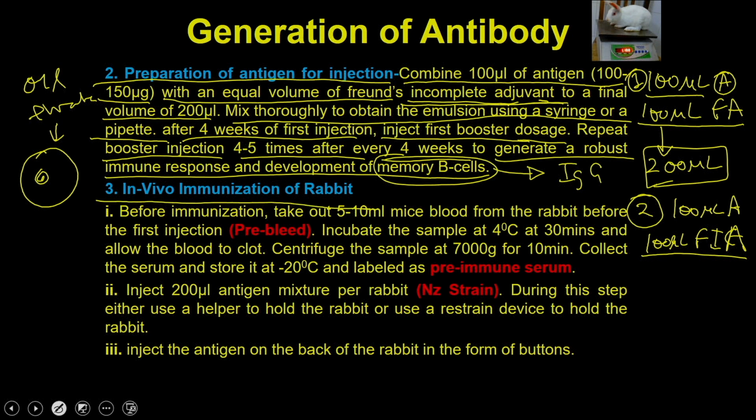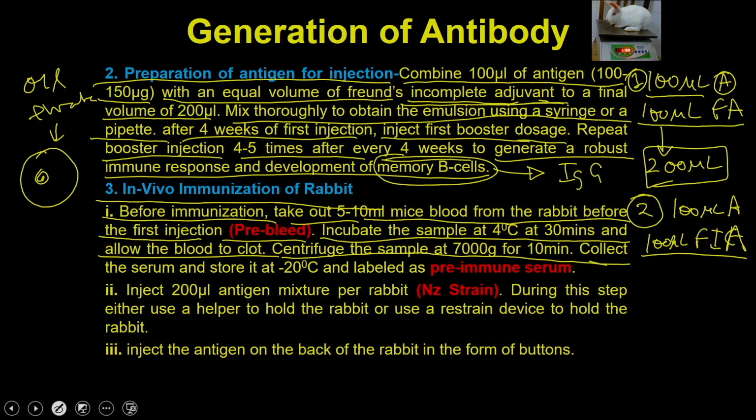Now, before you do the injections, you have to do some procedures. So, in the in vivo immunization of rabbits, before immunization, take out 5 to 10 ml of blood from the rabbit before the first injection, and that is called the pre-bleed. Incubate the sample at 4 degrees for 30 minutes and allow the blood to clot. Centrifuge the sample at 7000 g for 10 minutes, collect the serum, and store it at -20.